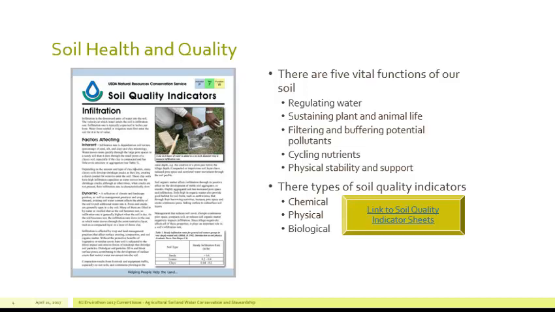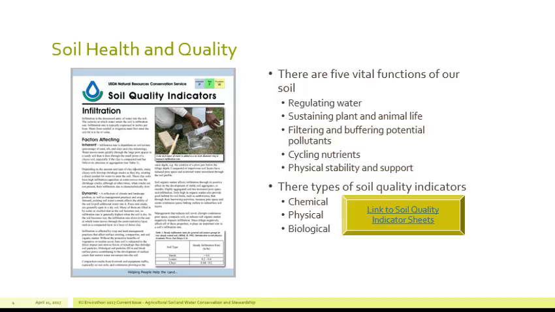On the other side of things, if you have a soil that's too porous, that has very low water holding capacity and has a high leaching potential, any pollutants that are included in the water can move through the soil very quickly, and they won't have the chance to be filtered or buffered out. Cycling nutrients is another very important function of our soil.